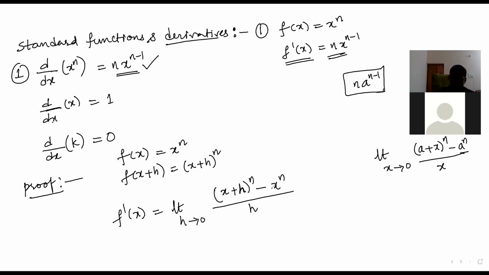Here you know this formula: (x plus h) to the power of n minus x to the power of n. You know this formula: x to the power of n minus a to the power of n. What is it? x minus a into x to the power of n minus 1 plus x to the power of n minus 2 into a, and so on, right? Like that only, here also we have to use that.